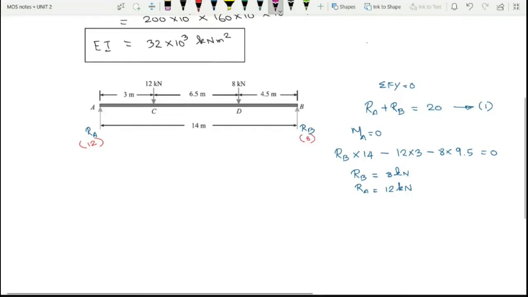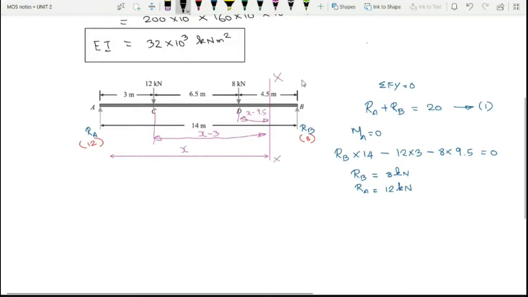Now I'm going to consider the section. Where you have to take the section? Right? Let me consider a section here. Okay. So in that case, let me tell you what are the values. I'll call this as X. This is X. Next, from here to here, it is X minus 3. 3 is gone. So similar to what we have done previously. And for this, it is X minus 9.5.